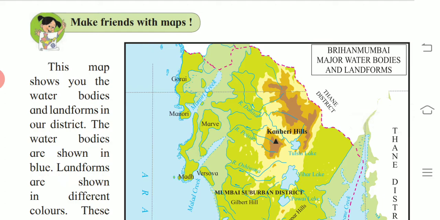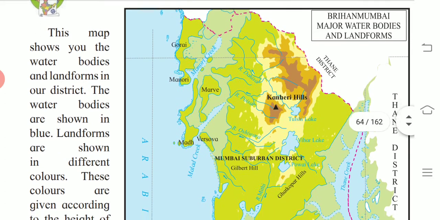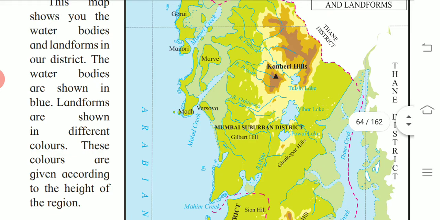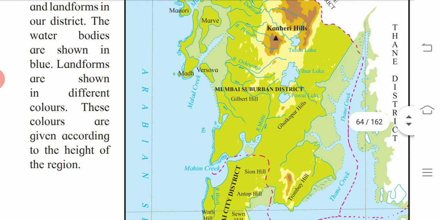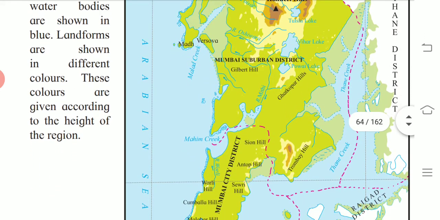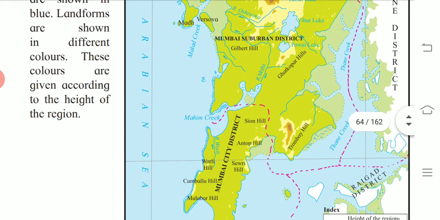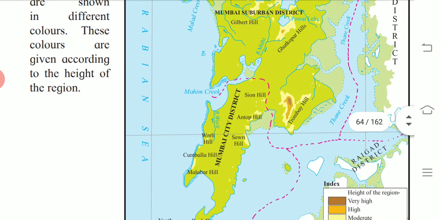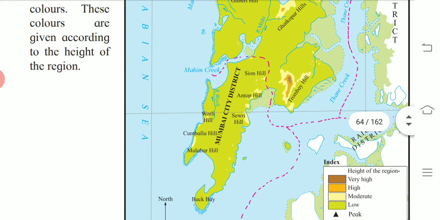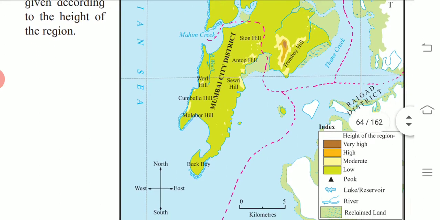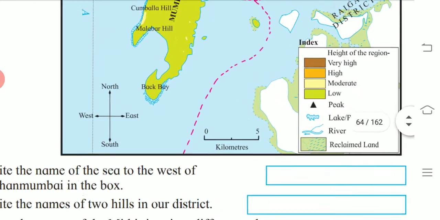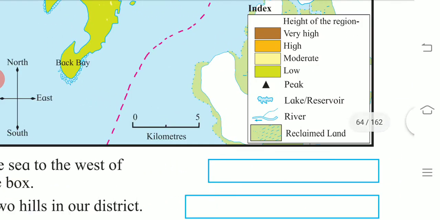Make friends with the map. This map shows you the water bodies and landforms in your district. The water bodies are shown in blue. Landforms are shown in different colors. These colors are given according to the height of the region. Height of the region: brown, very high; orange, high; yellow, moderate; green, low. Black triangle means peak.